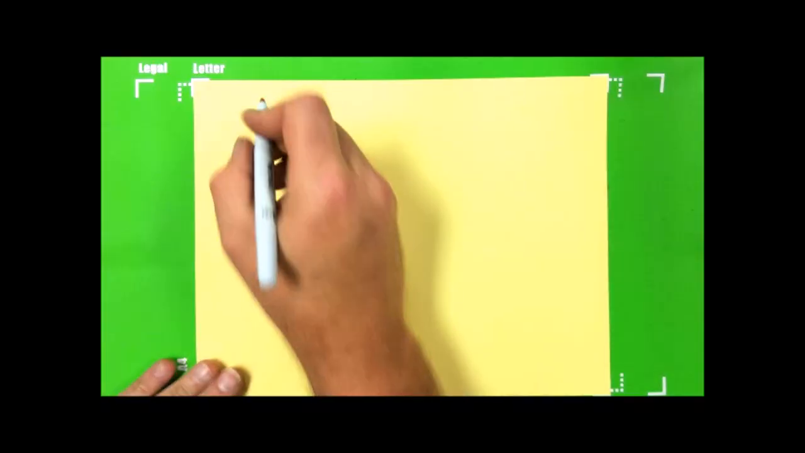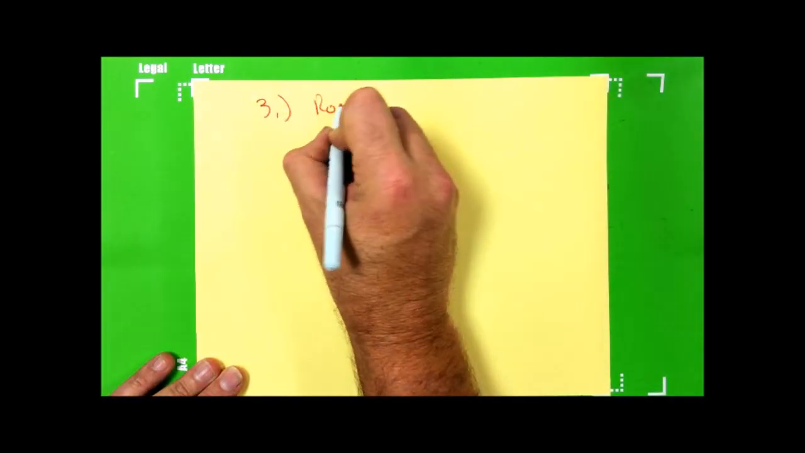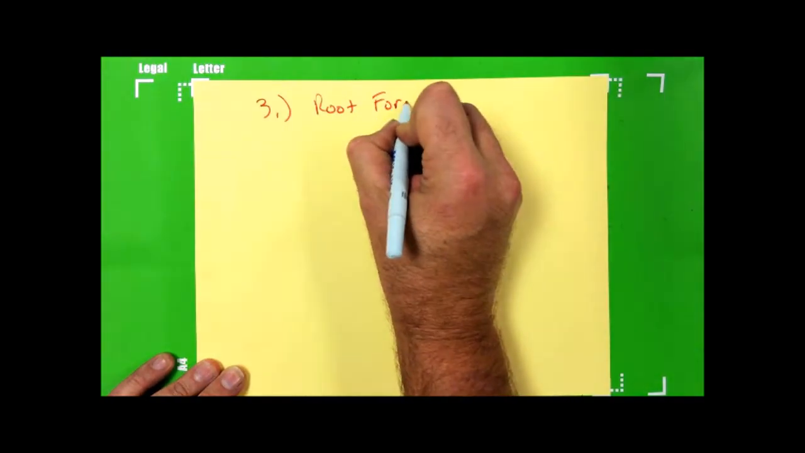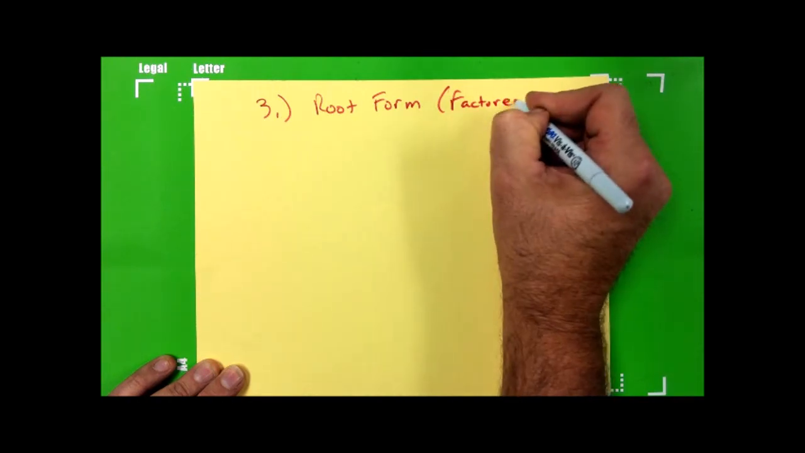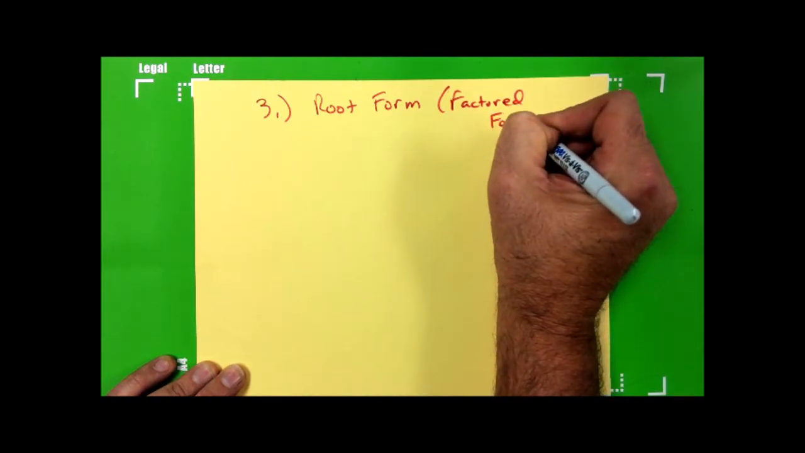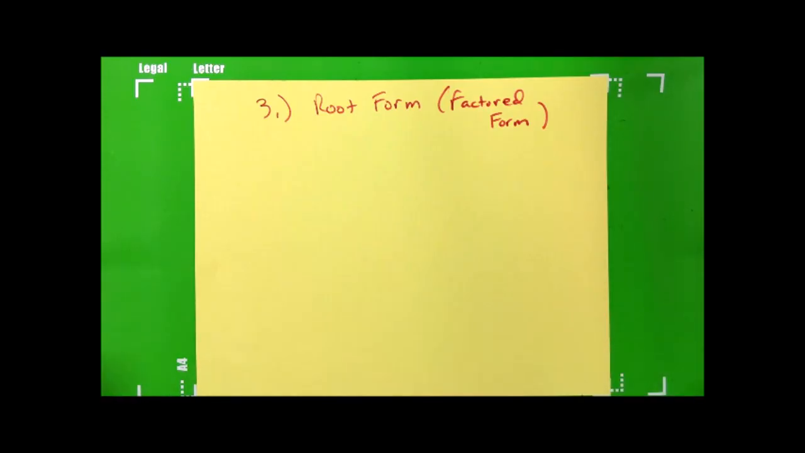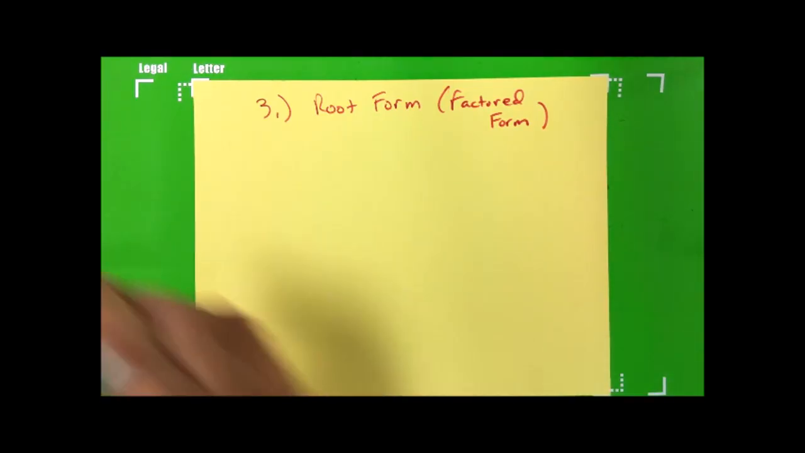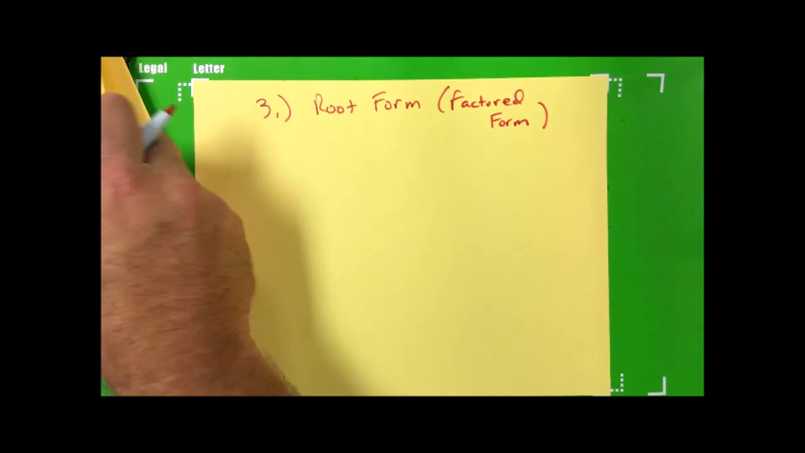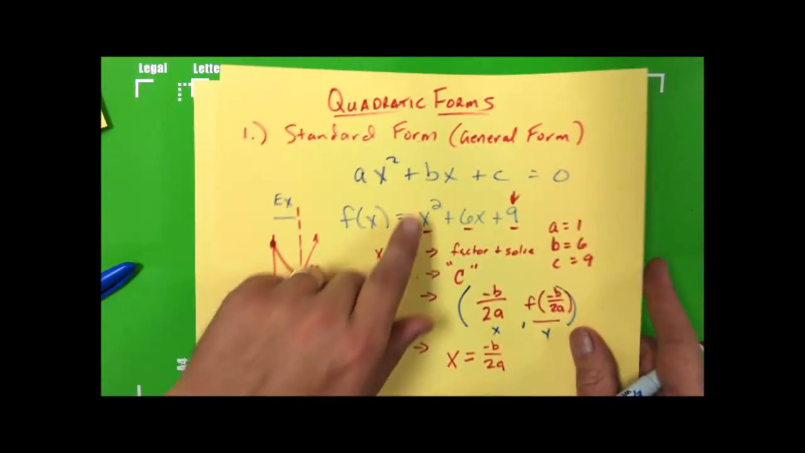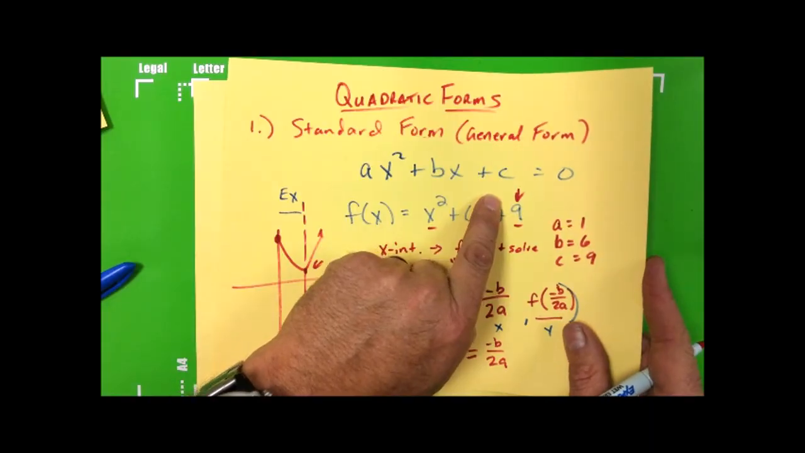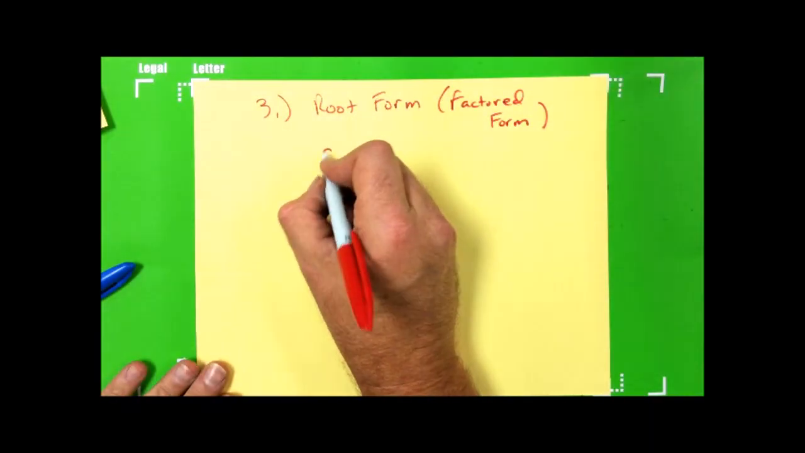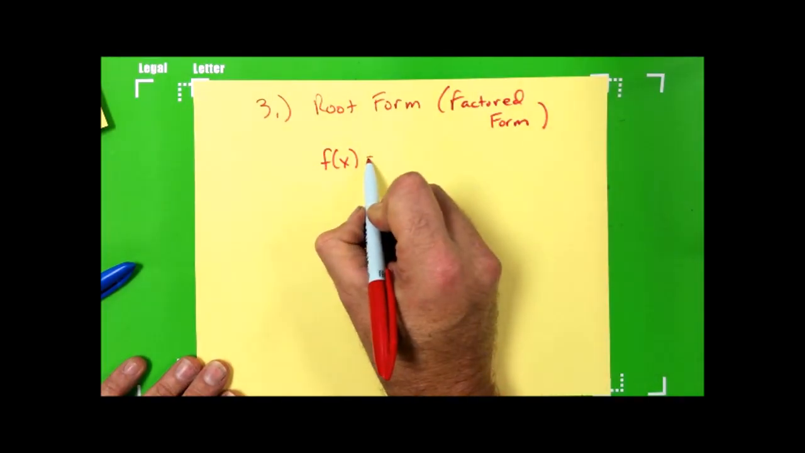All right, so real quick, there's one more form I want to show to you, and it's called the root form. It is also known as the factored form. And here's the context. If I did give you a form such as the standard form, and if I factored it, guess what I have? I have the factored form. So here's what the factored or the root form looks like.